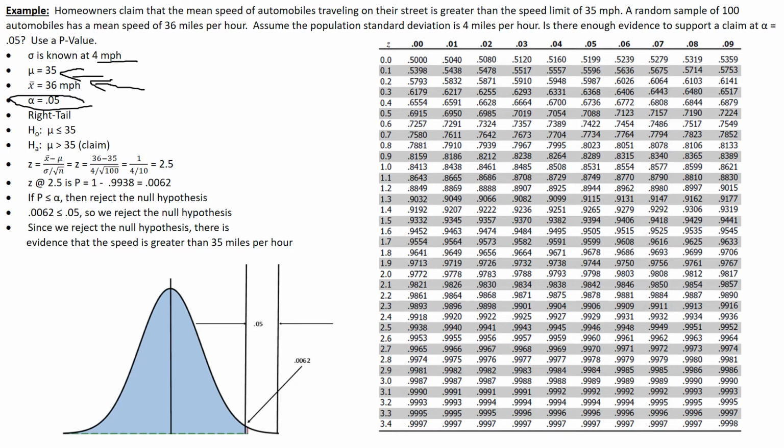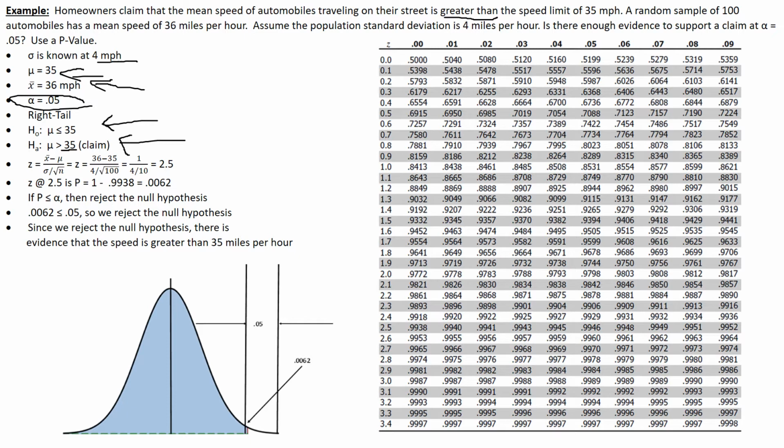So when I look at it, how do I know what the null or alternate hypothesis is? Homeowners claim that the mean speed is greater than. There it is, literally right there. So it's not an equality statement, it's an inequality, which means it's going to be the alternate hypothesis. And that's where the claim is. They're making the claim on the alternate, that the mean speed is greater than 35, which means the null has to be less than or equal to 35.